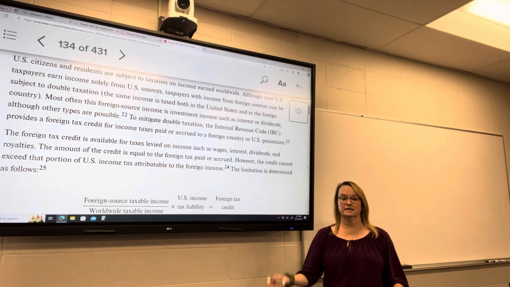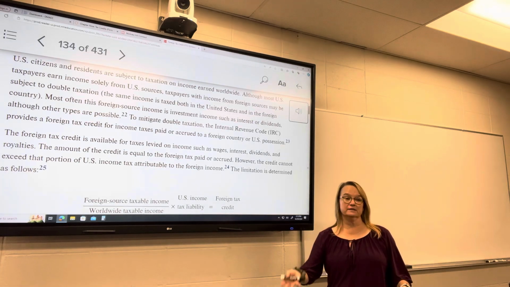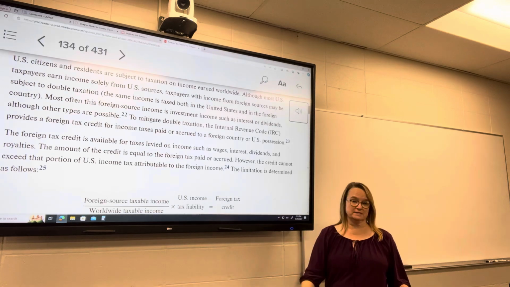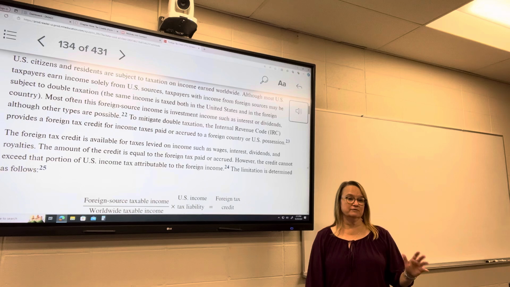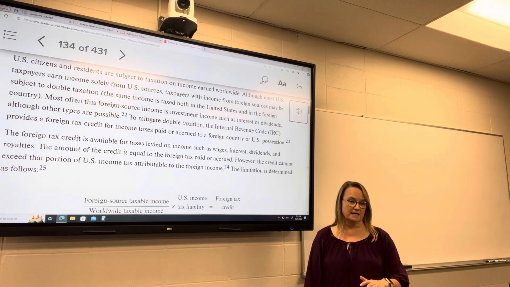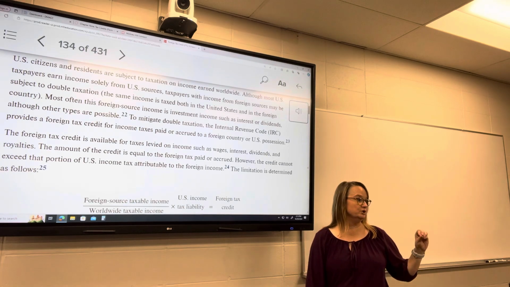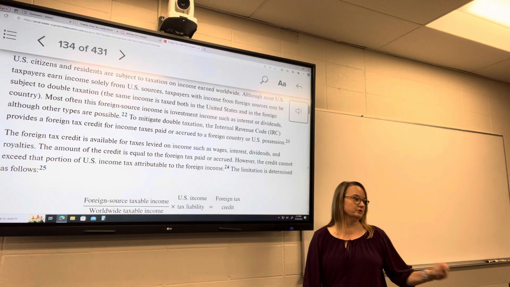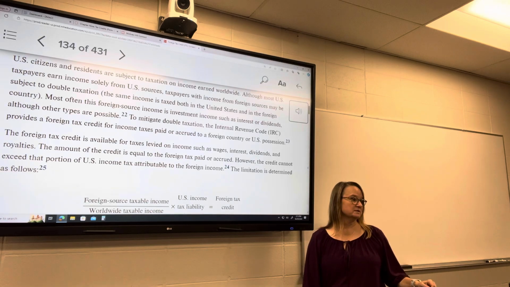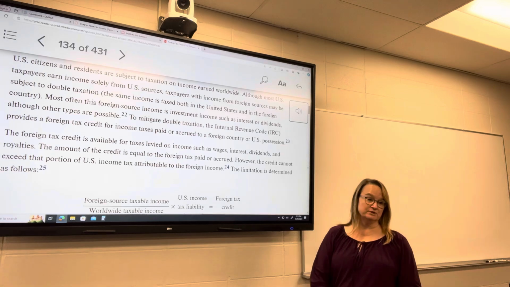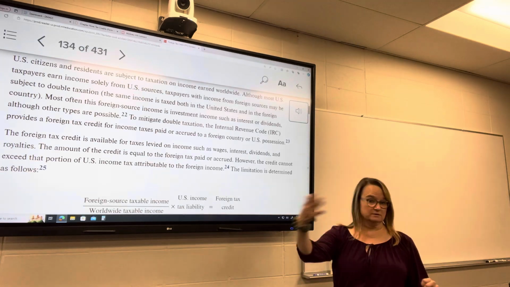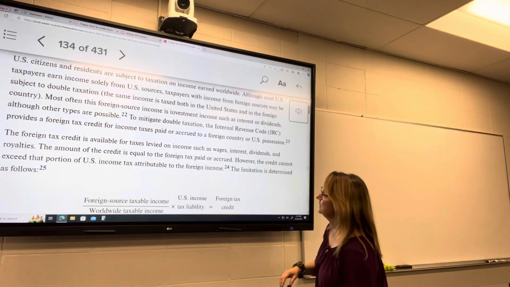Like in that example before with England, if you're paying a 40% tax rate in England, the US is not going to give you a credit for a 40% tax rate. They're going to give you a credit at the US tax rates. So if your US tax rate is 22%, you're going to get a credit for that amount on the US side, but you're still going to have to pay that 40% tax on the England side.